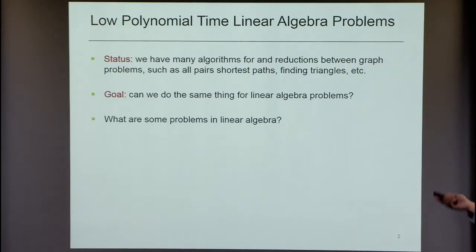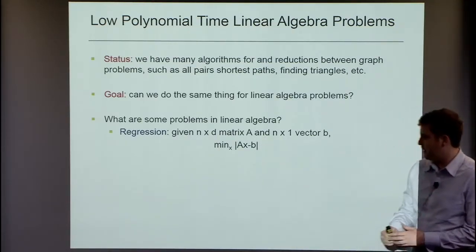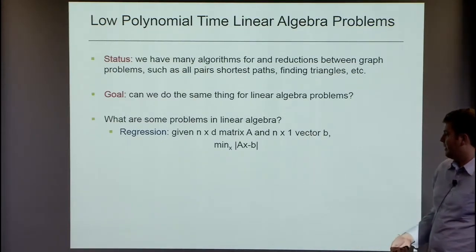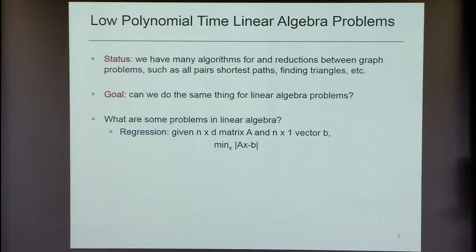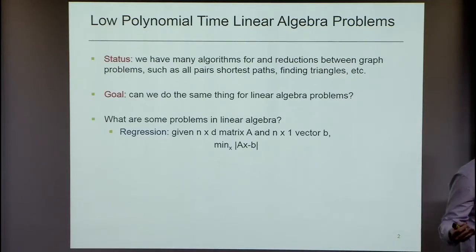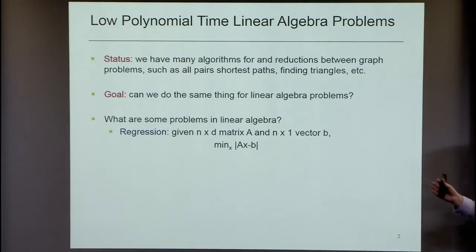Some classical optimization problems. One is regression. So given an n by d matrix A, typically n is much larger than d. It's a tall, thin matrix. And an n by 1 vector b. Find a vector x which minimizes the norm of Ax minus b, where you can look at various different norms. If I take the Euclidean norm, this is the least squares problem. So Ax gives you the closest vector in the column span of A to b. So this is in polynomial time, but how quickly can you find such an x?